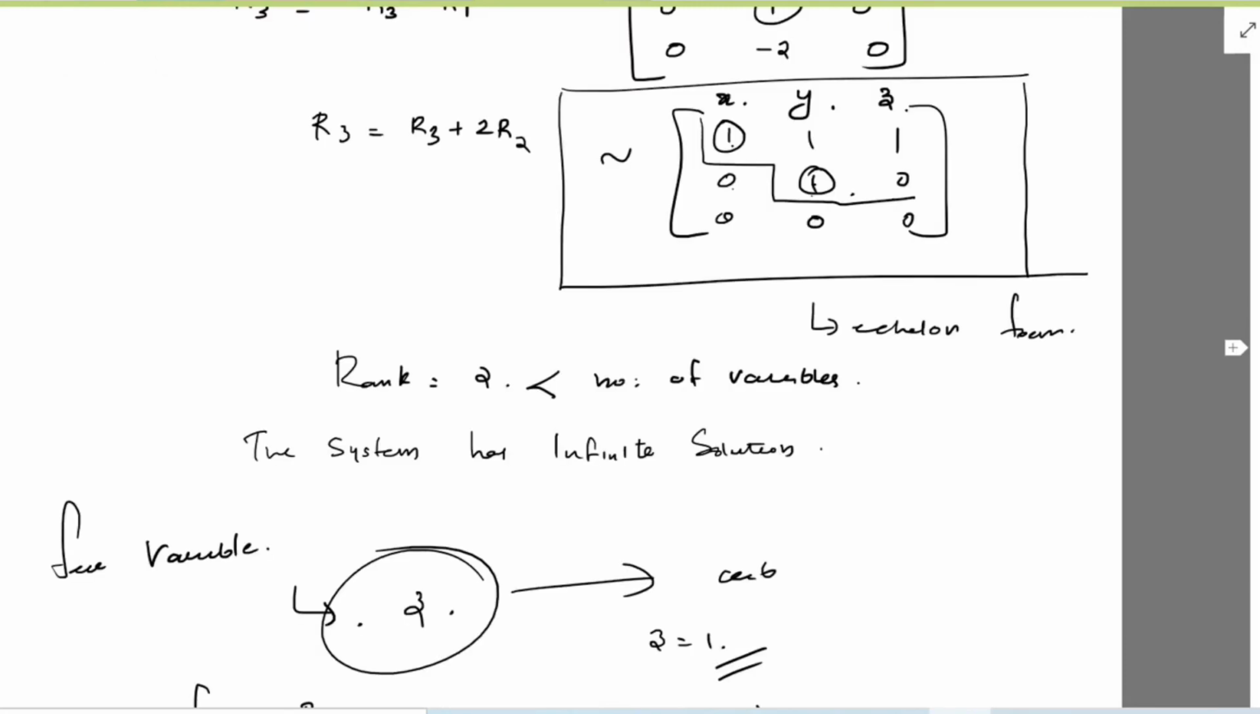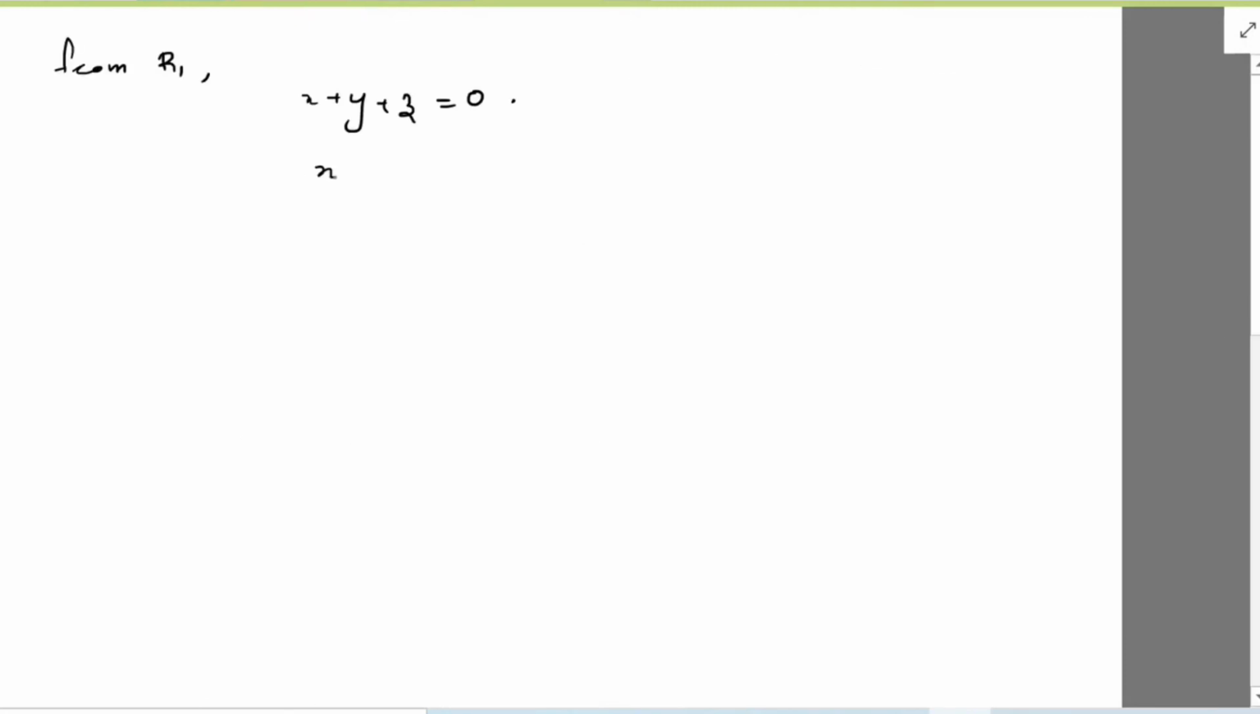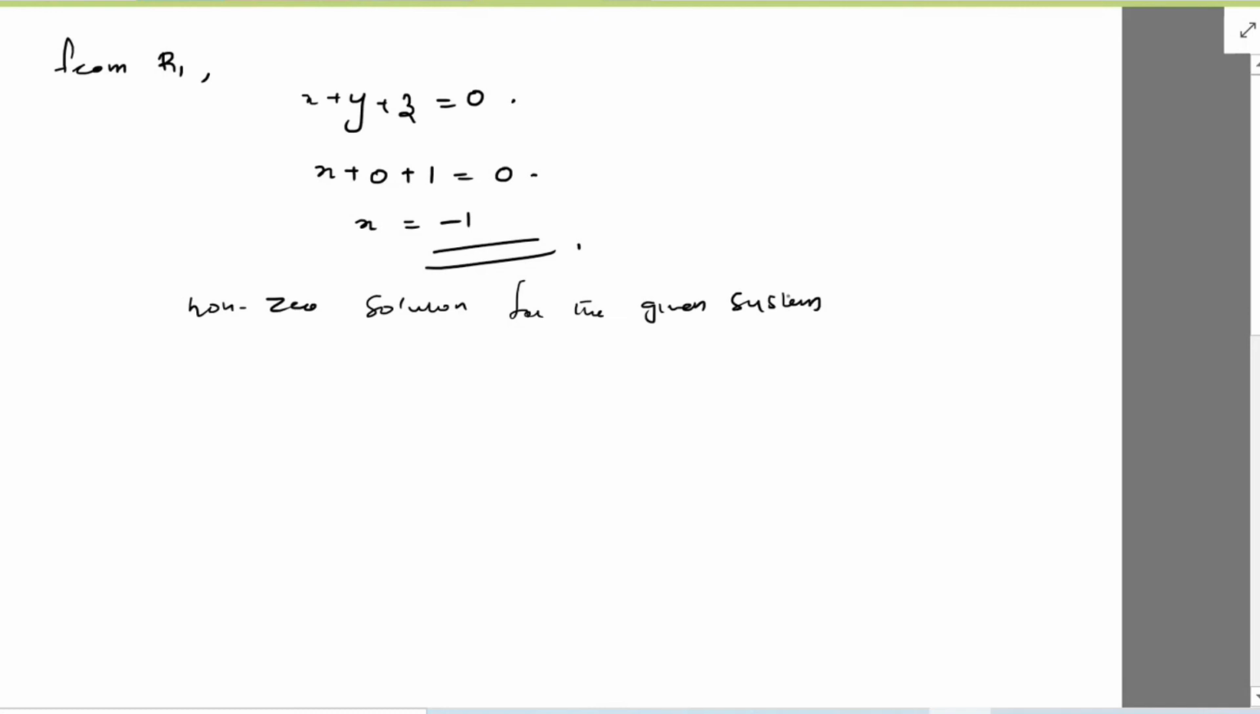So we know the value of z equal to 1, y equal to 0. So x plus 1 equal to 0, that means x equal to minus 1. So we got a solution. A non-zero solution for the given system will be (x, y, z) equal to, what is the value of x? x is minus 1, y is 0, and z is 1.